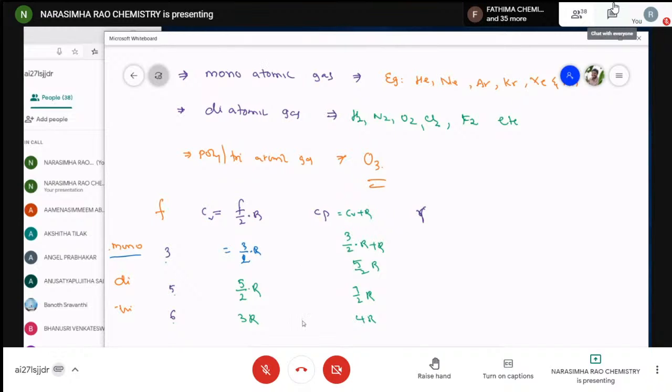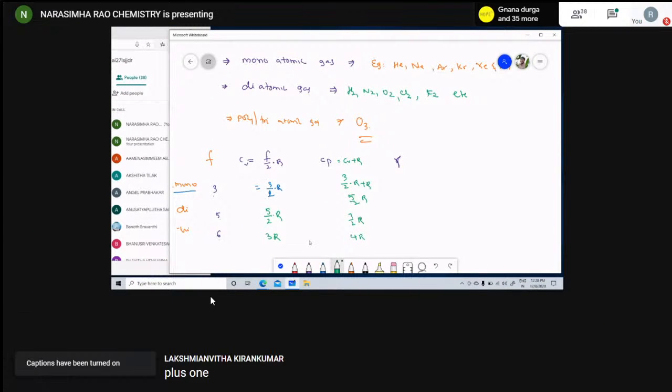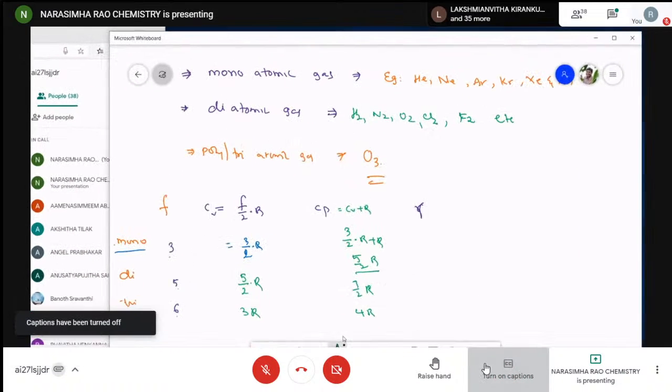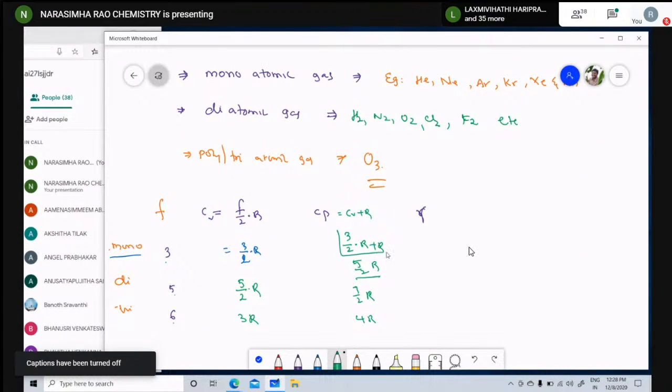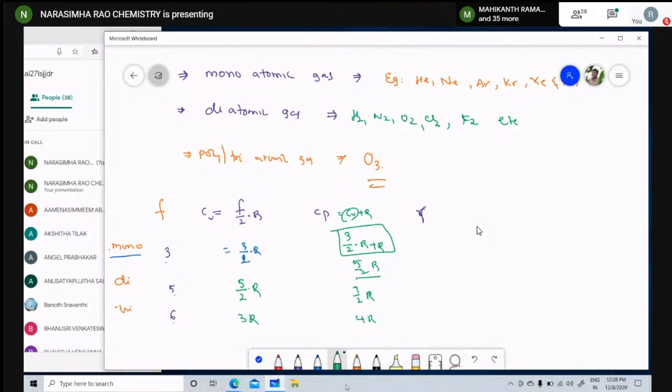Sir, can we write the formula for Cp as F/2 plus 1 into R? This is the value of Cv. No, sir, I'm asking, can we keep the formula for Cp as F/2 plus 1 R? F/2 plus 1 R. Yes. This is F/2.